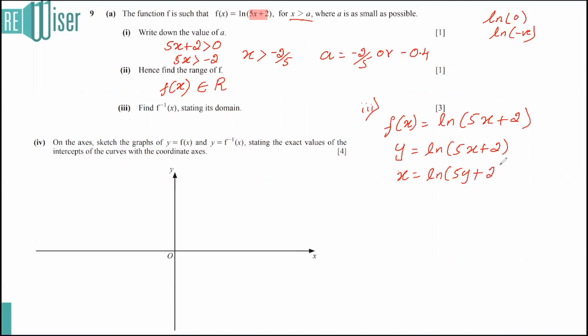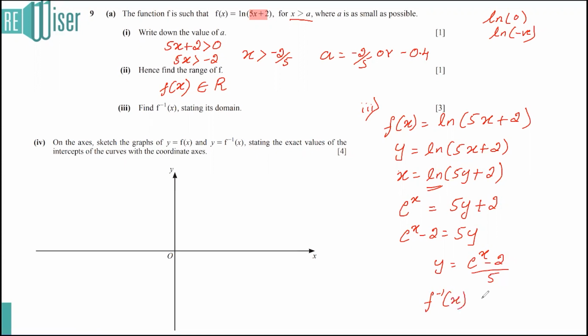From here, we need to make y the subject. Whenever you take ln to the other side, it becomes an exponent. So it will become e to the power of x equals 5y plus 2, and 2 goes to the other side, so e power x minus 2 equals 5y. That's why y would be e power x minus 2 over 5. The final step is replacing y with f inverse of x, so f inverse of x is e power x minus 2 over 5. And this is the right answer for this sum.